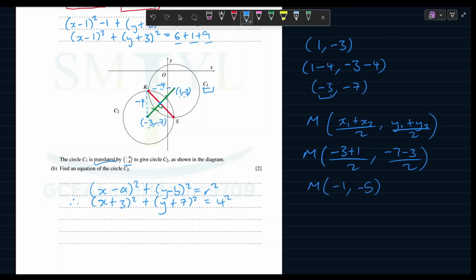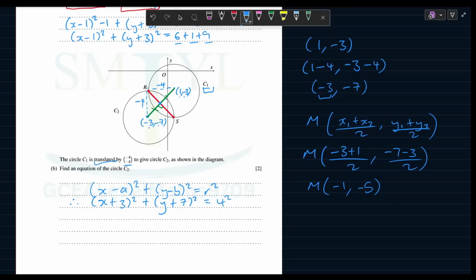So we've got our midpoint, and our midpoint lies on the line RS. Remember, RS is just a straight line. To be able to find the equation of a straight line, we need a point that lies on that line as well as its gradient. So we already have a point that lies on the line in our midpoint. So what we need to find right now is the gradient of the line RS.